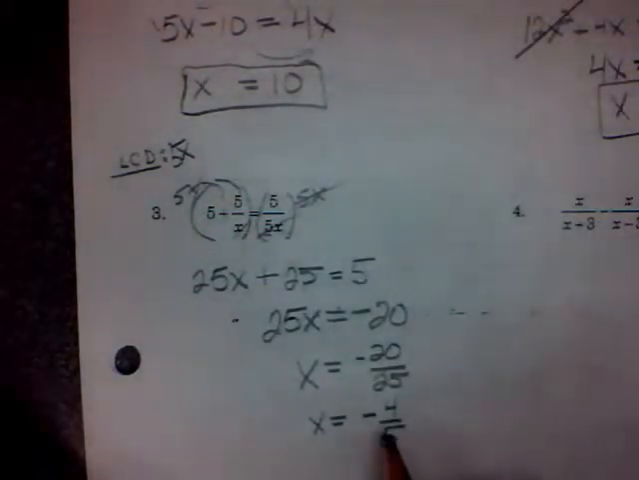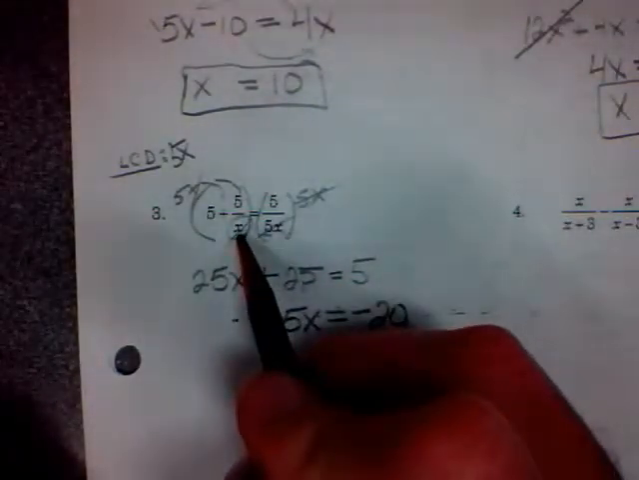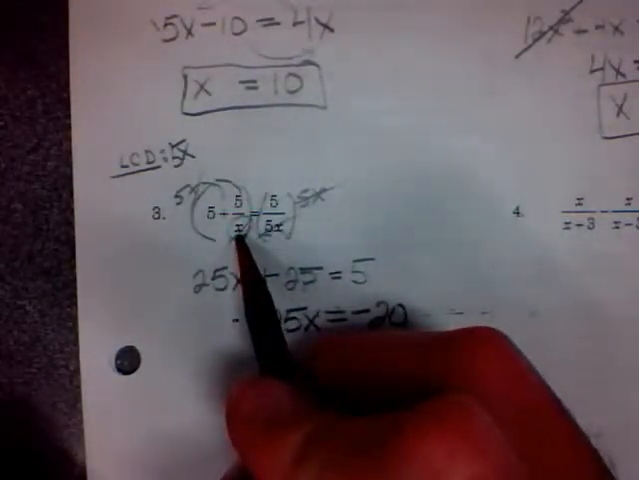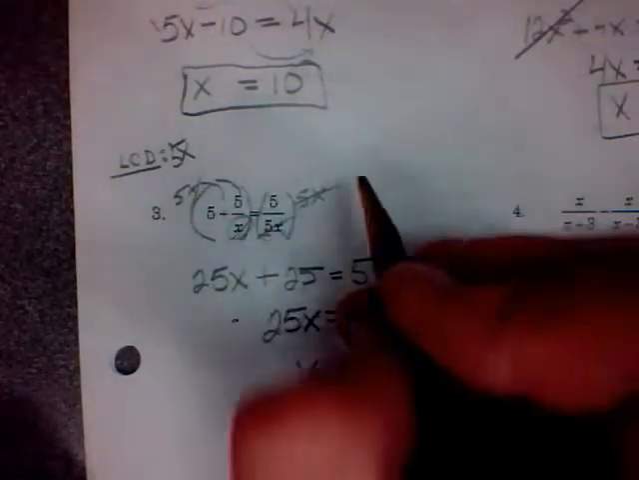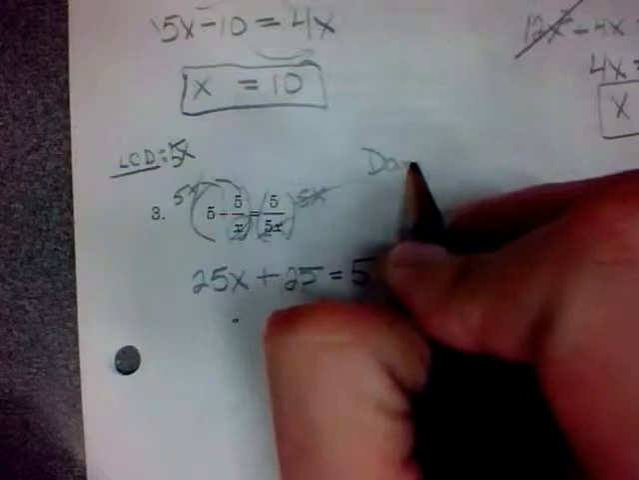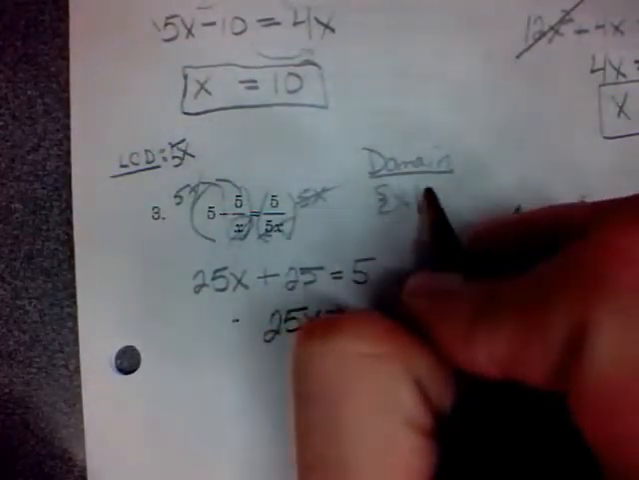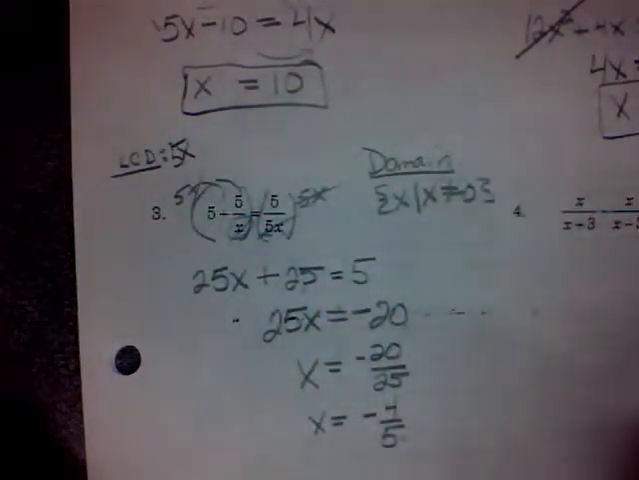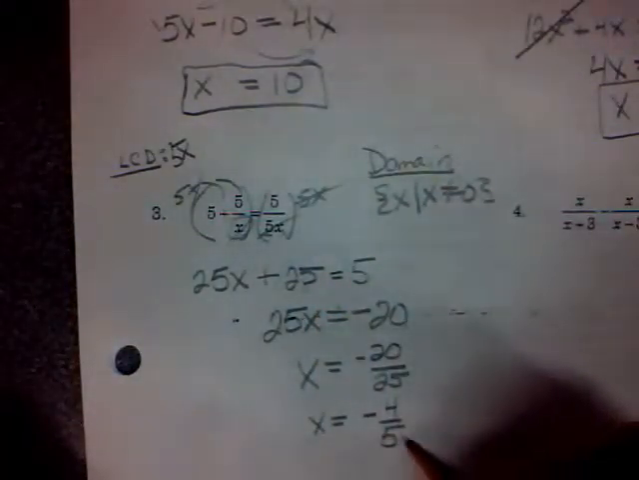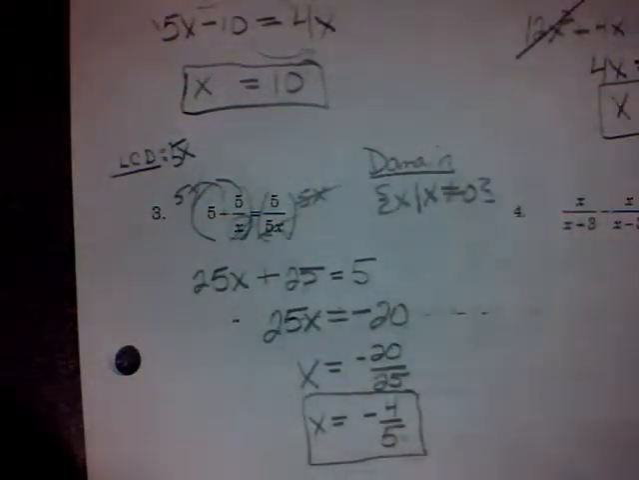And now we need to check for our domain. Here, the value of x that would make x zero is 0. And 5 times what number gets you 0? That's also 0. So for your domain on this one, this is x such that x can't equal 0. Okay. And since x was equal to negative 4/5, that is an acceptable solution.